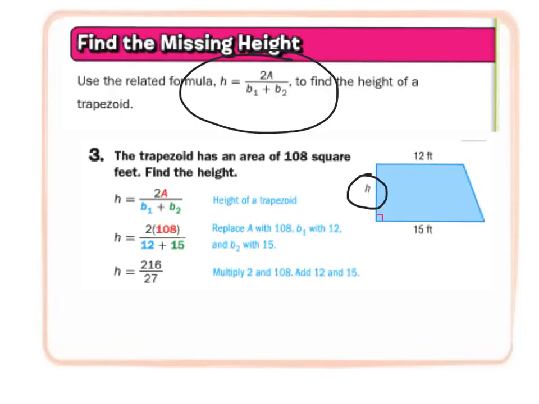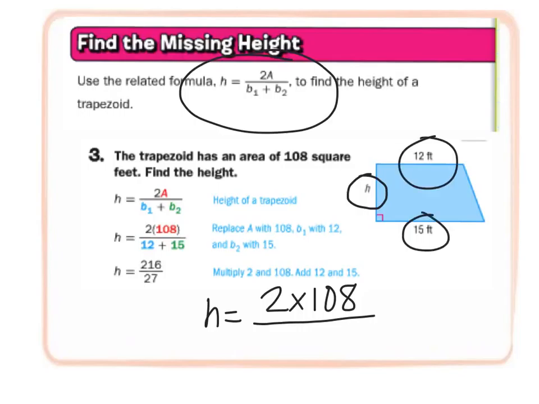So in this situation, the trapezoid has an area of 108 square feet. So my h equals, remember, 2 times the area, so 2 times 108. And then you're going to take that divided by the total of base 1 plus base 2, which is 12 plus 15. And I know that 12 plus 15 is 27. Okay, so now I need to work this through.